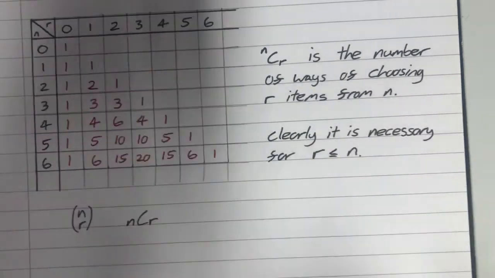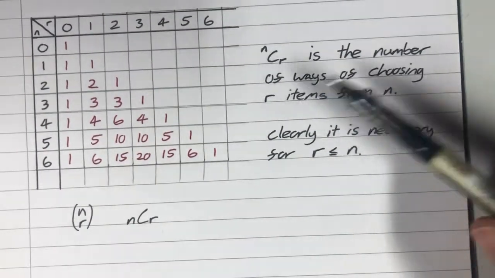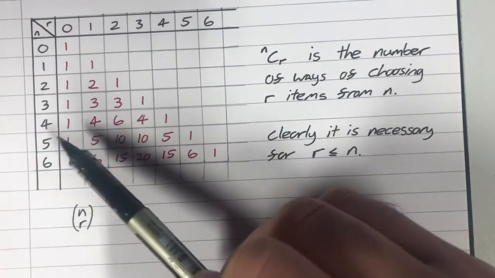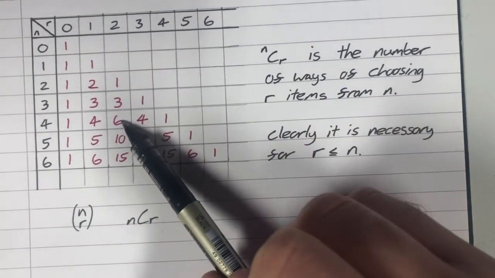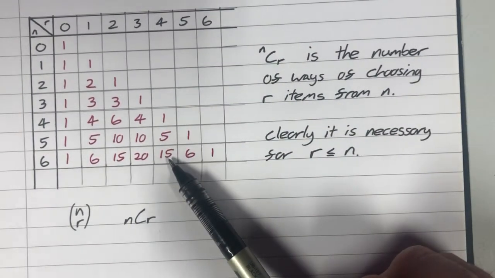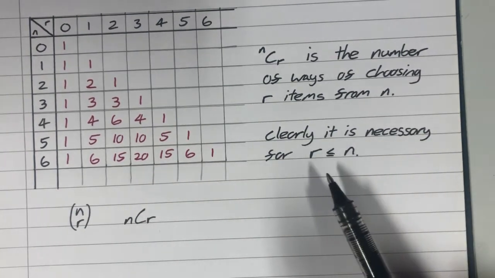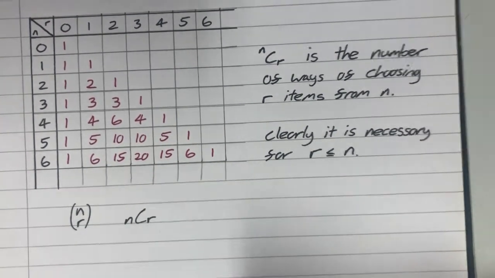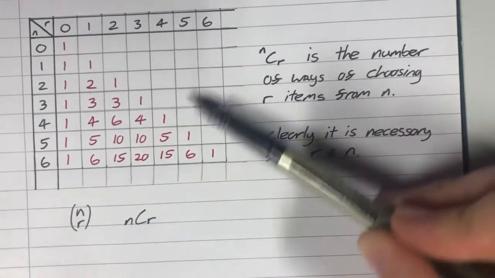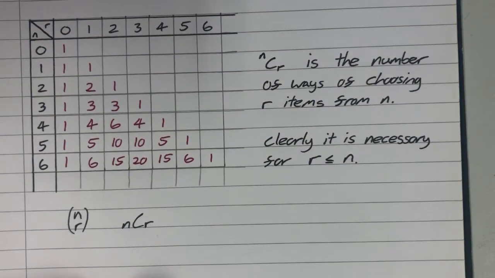Okay, nCr. And it's defined as the number of ways of choosing r items from n. So if we have 4 items and we want to choose 2 of them, there are 6 ways to do it. If we have 6 items and we want to choose 4 of them, then there are 15 ways to do it. And clearly it is necessary for r to be less than or equal to n. For example, you cannot choose 9 items if you only have 8 to start with. So that's why this half of the triangle is blank. Okay, it doesn't make sense.